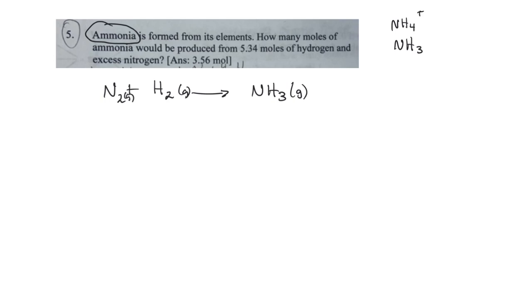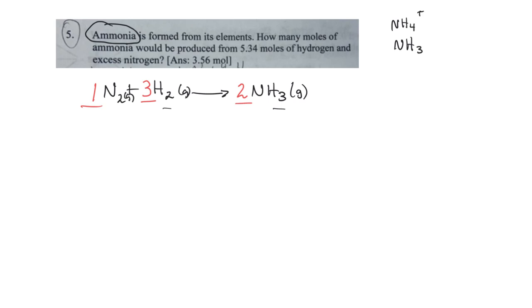Now I need to balance it. 3 hydrogens, 2 hydrogens, so let's do the common denominator thing with those. So I'll put a 2 here and a 3 there. Now nitrogens, there's 2 nitrogens on each. So it looks like I'm balanced. So my mole ratio is 1 to 3 to 2.